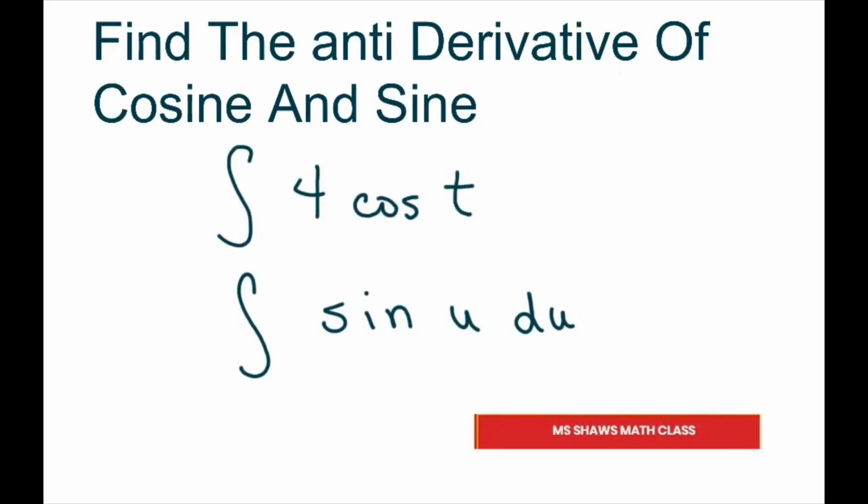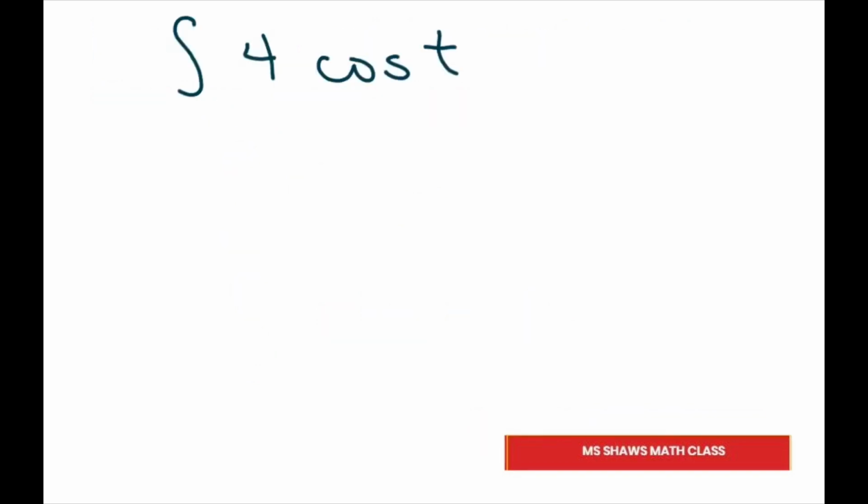Everyone, we're going to find the antiderivative of cosine and sine, these two problems here. For the first one, we want to go ahead and insert dt after this to get this in differential form. Now we're going to move the 4 on the outside and do this.